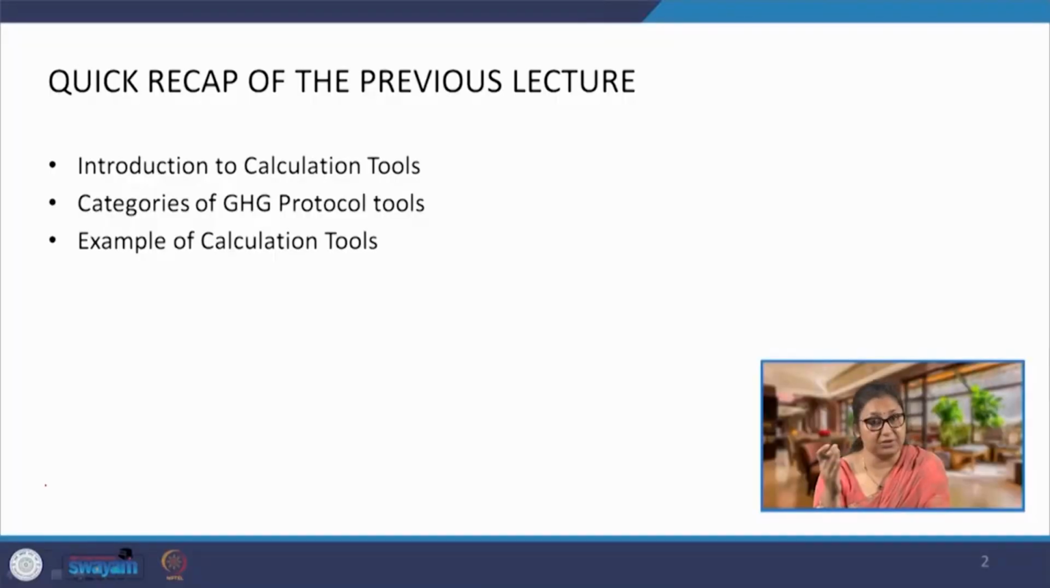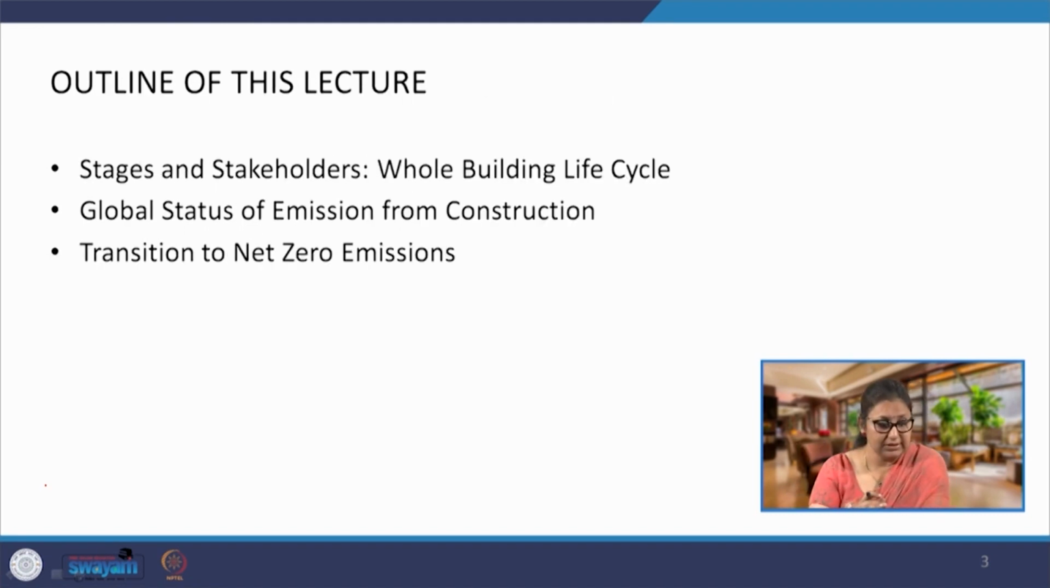In the previous lecture, we have looked at the calculation tools, the category of GHG protocol and the tools associated with them. And we also looked at some of the examples using these calculations. Now, in this particular lecture, we are primarily going to focus upon the life cycle of the building, the emissions that accrue from the entire process of construction, use and demolition of a building as a product.